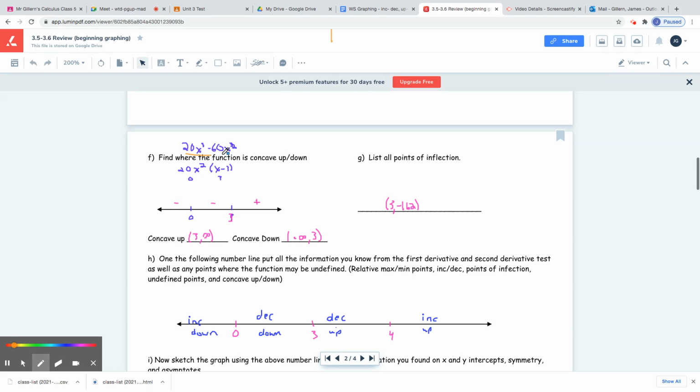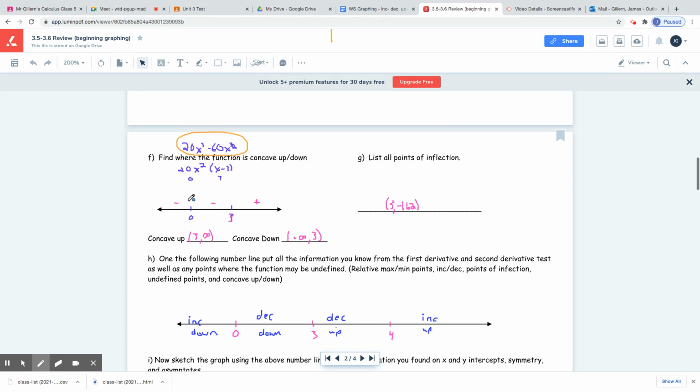All right, so the second derivative is right here. I know it's kind of messy there, but it says 20x cubed minus 60x squared. So then we find the critical values by setting it equal to 0 and solving. Took out a 20x squared, and then it's x minus 3. So we get 0 and 3.